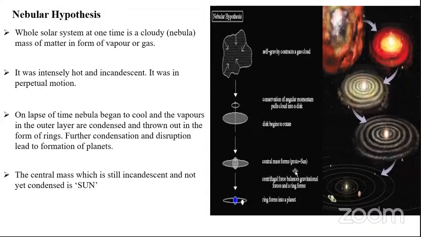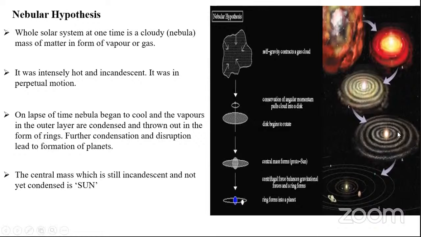So slowly, this hot nebula was condensed. What happened? Further condensed and distributed in the form of layers. This condensed nebula in circular motion was cooled. The nebula was becoming cool and vapors in the outer layer condensed and were thrown off in the form of rings. This hot nebula slowly became condensed and cooled, and it formed in the form of rings.